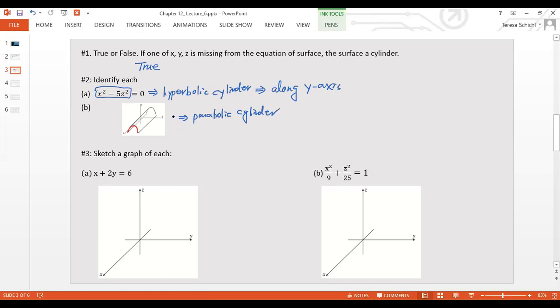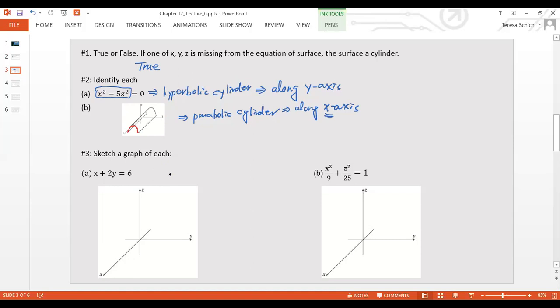And which axis does it go along here? It goes along the x-axis, right? That means when you write it out, you're only going to have y and z here. Because the x variable is missing, that's why it goes along the x-axis.